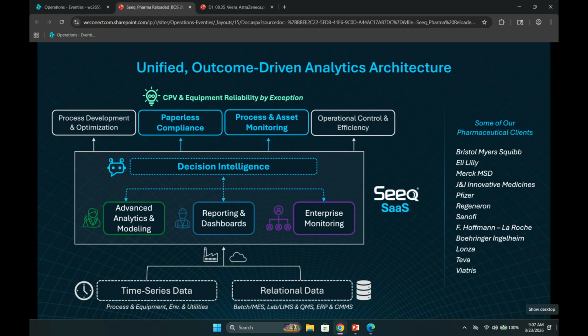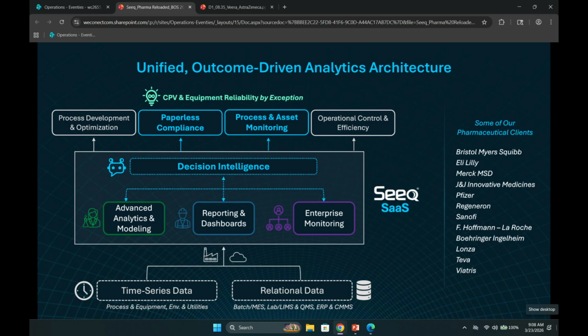We have three main applications. Firstly, our Workbench and Python app, where your scientists and engineers can perform advanced analytics and modeling on top of those data sources. Then we have a reporting and dashboard tool where those analytics that your scientists are performing can be easily dashboarded and reported to leadership, line management, et cetera. And then we have our enterprise monitoring app where you can easily scale these analytics across your assets and sites and do by exception monitoring.